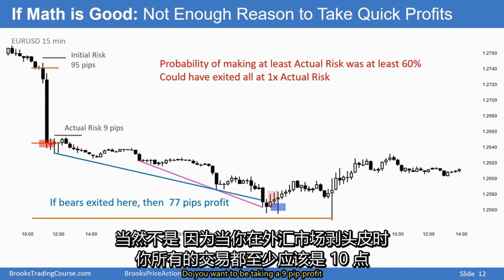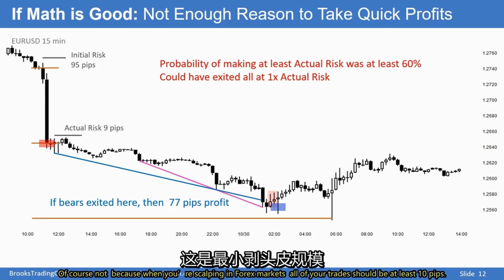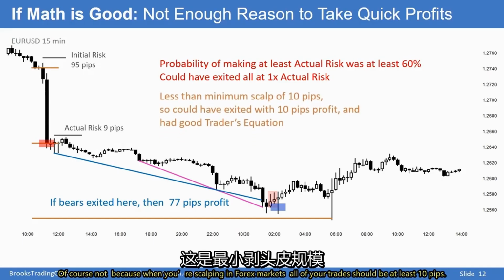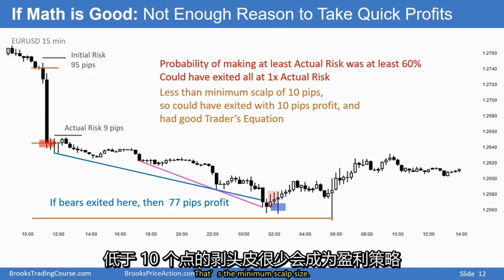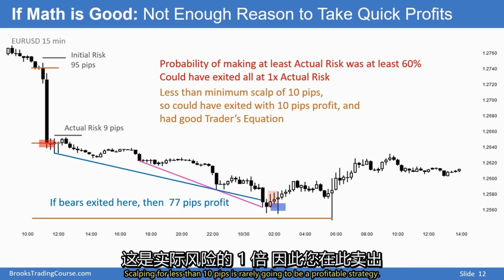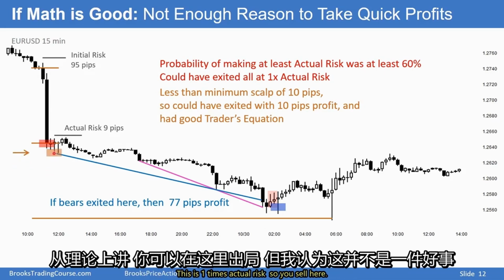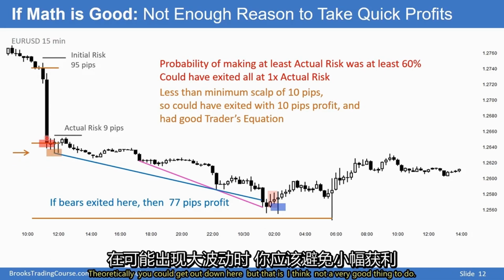Do you want to be taking a 9 pip profit? Of course not, because when you're scalping in Forex markets, all of your trades should be at least 10 pips. That's the minimum scalp size. Scalping for less than 10 pips is rarely going to be a profitable strategy. This is 1 times actual risk. So you sell here, theoretically, you could get out down here, but that is, I think, not a very good thing to do.